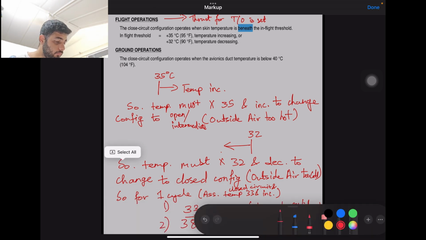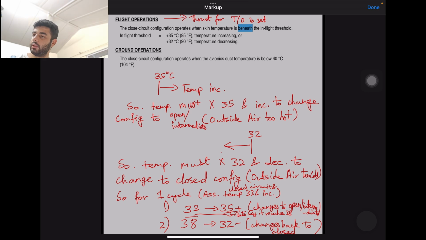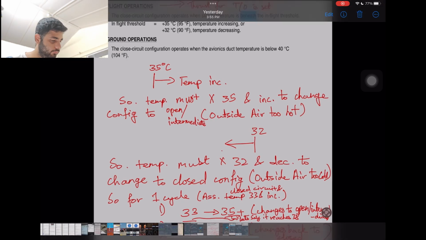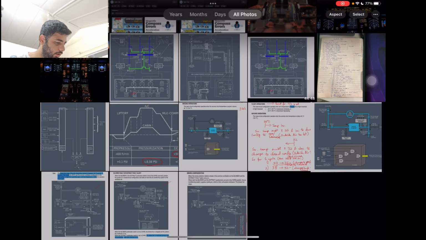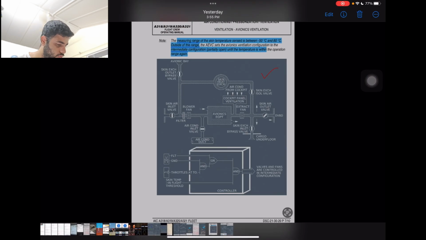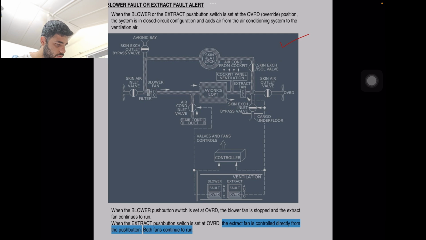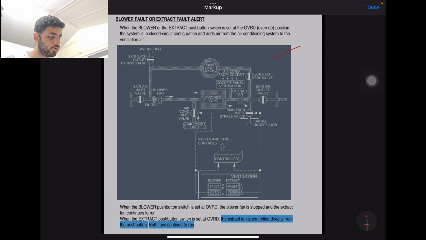So we are done with this. Now we come to our favorite part, which is your abnormals. Okay, I need a diagram. Okay, so let's do the blower fault or extractor fault.